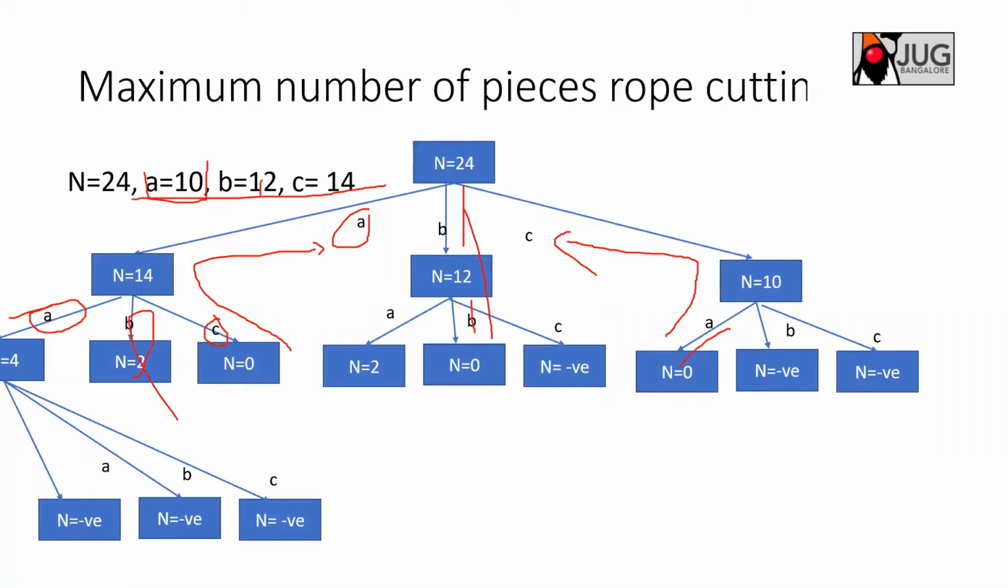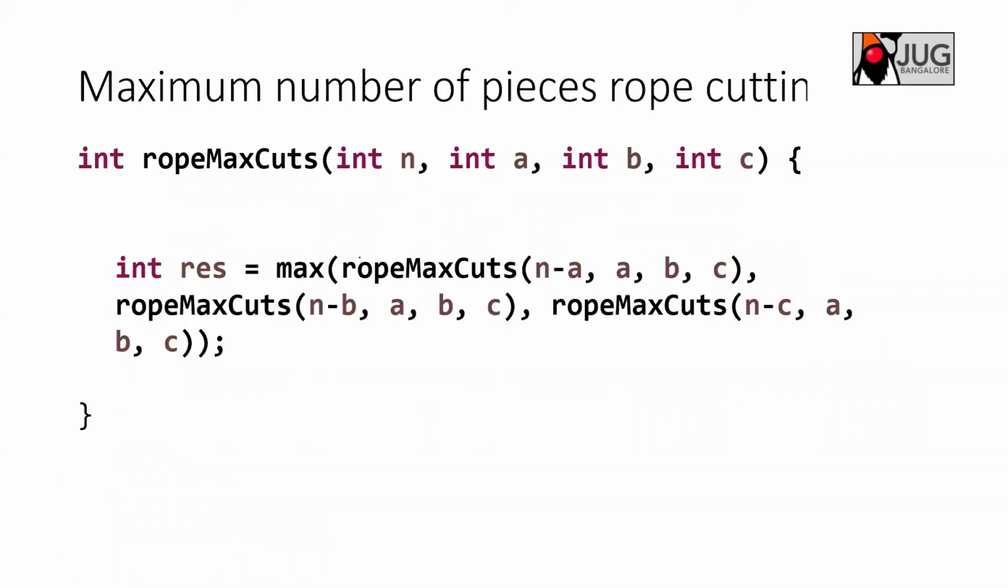So how do we do that? If you look into CodeWizard, it is very simple. I am again calling this rope cuts function, and now the parameters I am passing are n minus a, with the same number of inputs, the cut values A, B, C. The next call is n minus b, and the third is n minus c, again with the same parameters. I will take the maximum of these three calls, whichever returns maximum, and that will be my result.